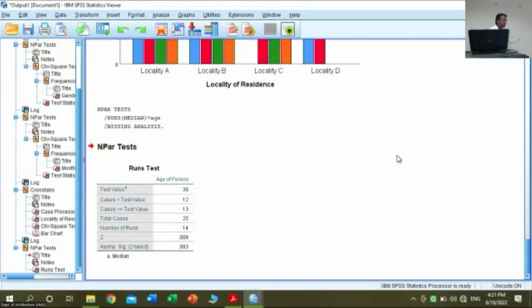हमारा कंडीशन यही है ना कि ऑब्जर्वेशन शुड बी रैंडमली टेकन. तो एज वेरिएबल जो हमने कंसीडर किया दैट इज रैंडमली टेकन. ऑब्जर्वेशन अंडर एज वेरिएबल इज रैंडम. So here in this way you can check the randomness.